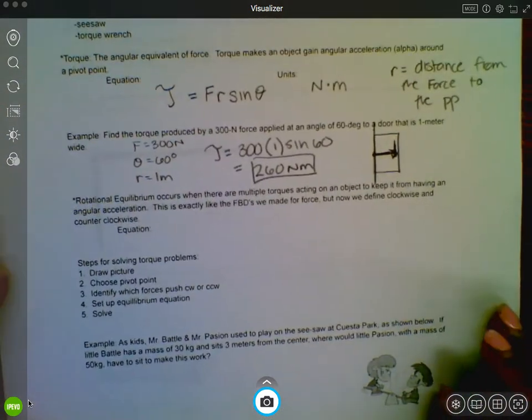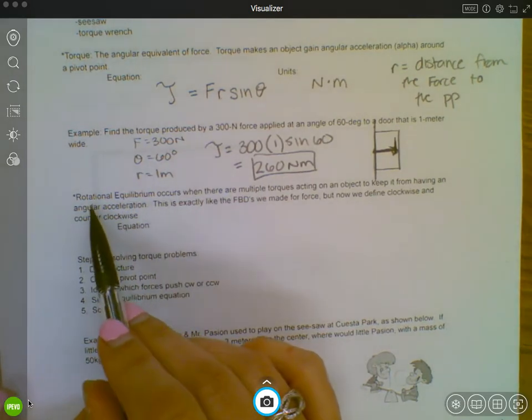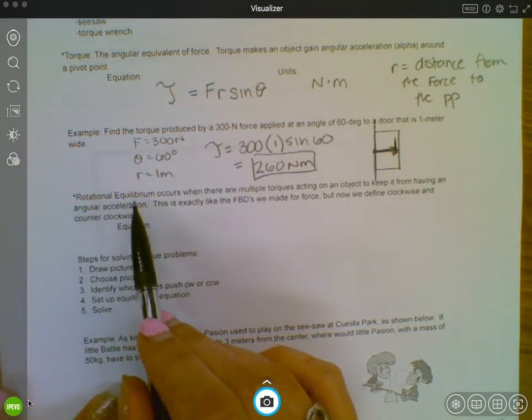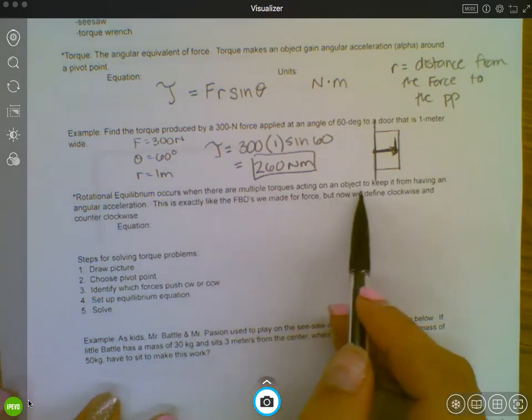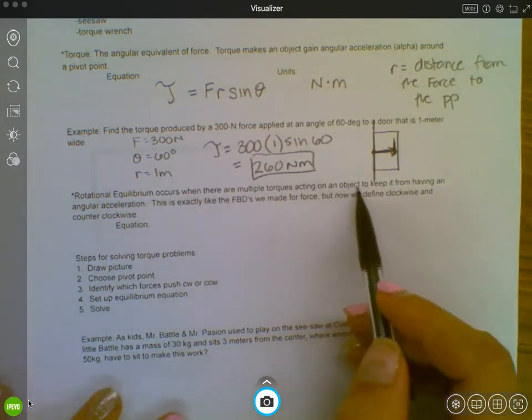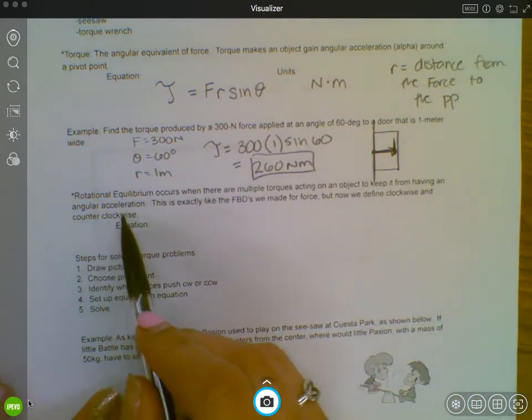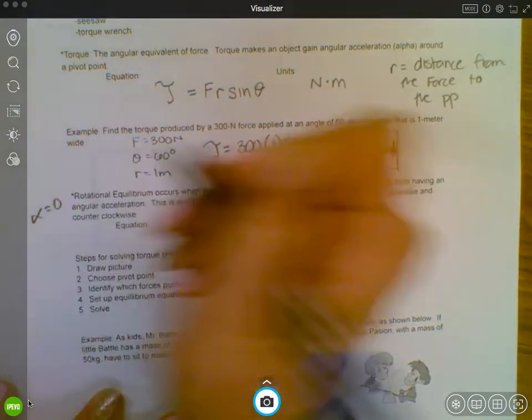All right, rotational equilibrium. This is like the equivalent of net force being 0. Rotational equilibrium occurs when there are multiple torques acting on an object. You need multiple torques acting on an object to keep it from having any angular acceleration, so that in this case, alpha is 0.